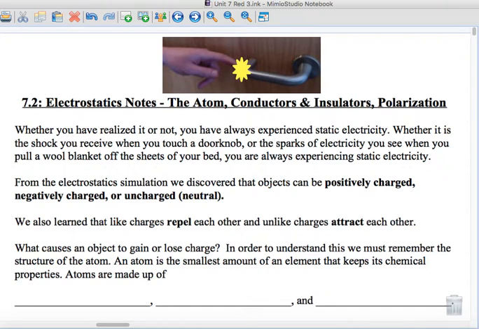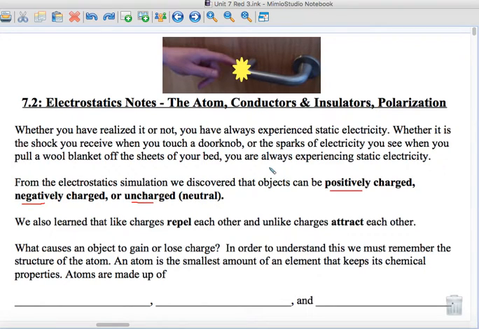From the electrostatic simulation that we haven't done yet, we discovered, or did we, that objects can be positively charged, negatively charged, or uncharged, which we call neutral. So there are three things that an object can be. It can be positive, negative, or neutral.